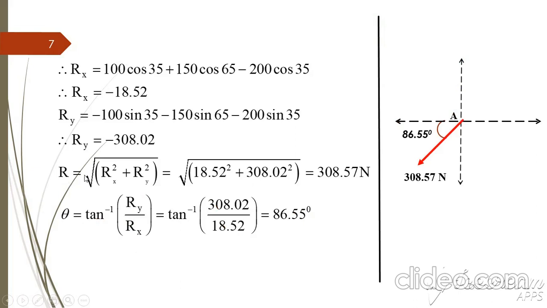So therefore R is equal to the square root of Rx square plus Ry square. Substituting the values of the x and y components, we get R as 308.57, and theta equals tan inverse of Ry by Rx. Substituting the values, we get theta as 86.55. Therefore, as Rx and Ry are both negative, R lies in the third quadrant, where the x component is also negative and the y component is also negative, and the value will be 308.57, making an angle of 86.55 with respect to the x-axis.